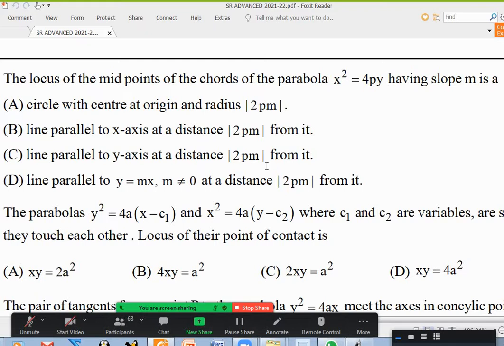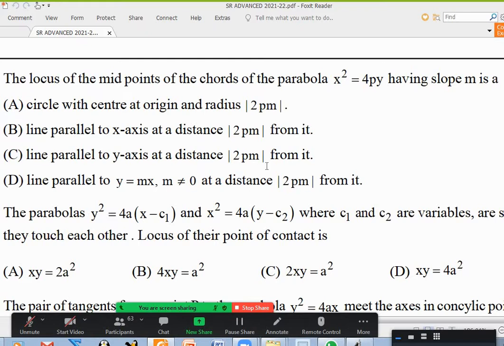Okay, so let the midpoint of the chord be x1 comma y1. So, slope is 2a by y1. That should be equal to m. That's all. This is a locus. Remove y1 and write y. Bring this one here, this one here. So this implies the locus is y equal to 2a by m, which is a horizontal line parallel to x. This is method 1.